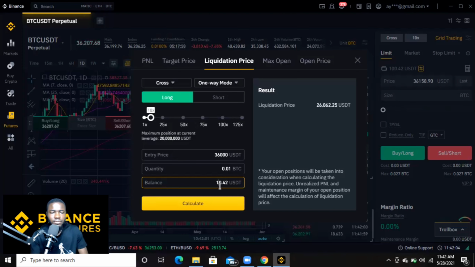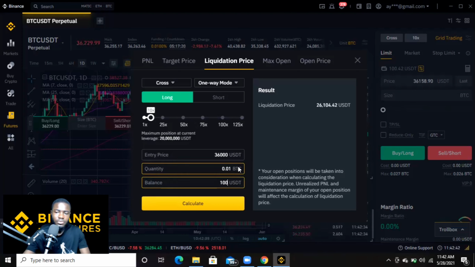Now, in addition to this, there's also one thing I would like to point out to you guys. Another thing that does affect your liquidation price is your balance, right? So this also affects your liquidation price. For example, let's say you have $1,000 as your balance, right? You are using the same 0.01 BTC. You are entering a long position at 36,000. If you calculate that, you can see that your liquidation price is back to zero. But if you have $100 as your balance, you can see your liquidation price is back to $26,000, right?